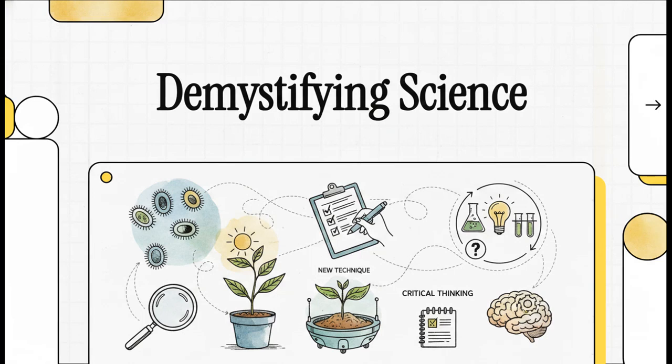Welcome to this explainer. Have you ever actually wondered how we know things? Like how we know for sure that bacteria cause disease or that some brand new cultivation technique actually works? We hear the phrase scientific method all the time, and right away we kind of picture these isolated people in stuffy white lab coats. But today we're totally demystifying it.